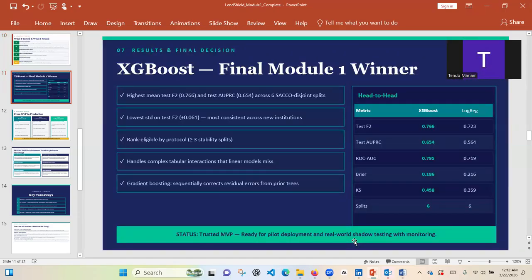So in conclusion about the models, the XGBoost was the winner. The reason for the winning is that it has the highest mean test F2 score, and it has the lowest standard deviation on the test F2 score. It was ranked eligible by the protocol. Then it handles complex tabular interactions that linear models miss.